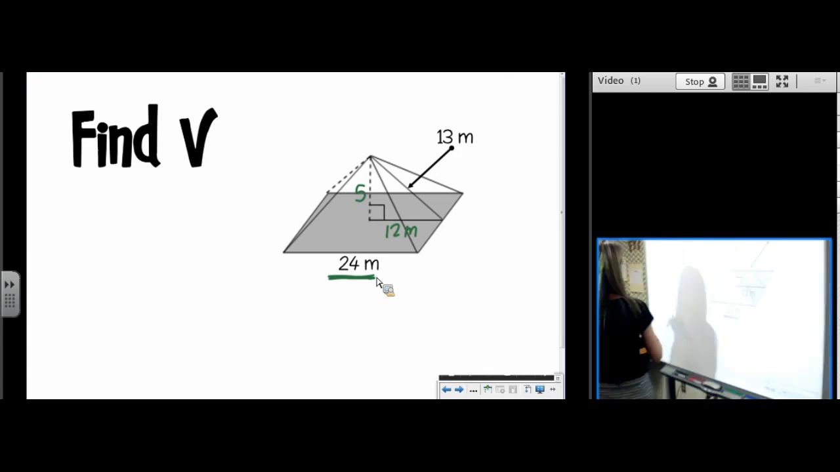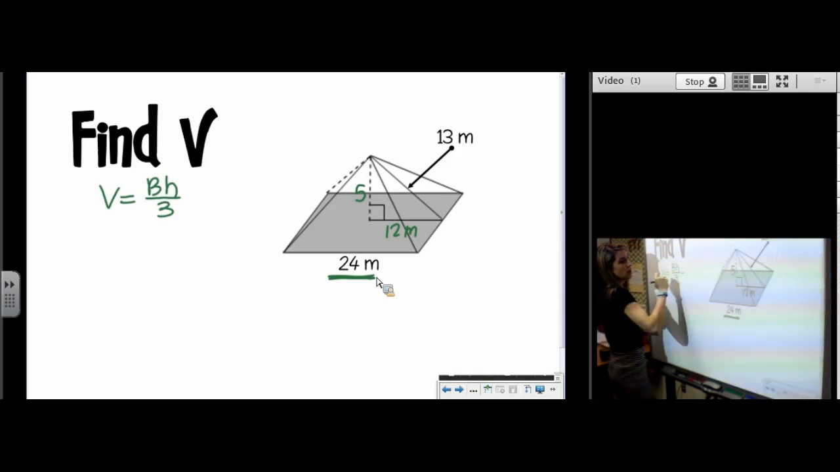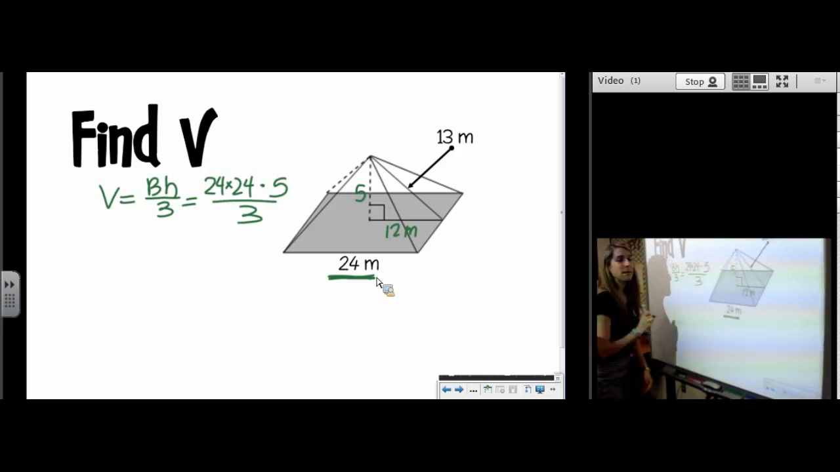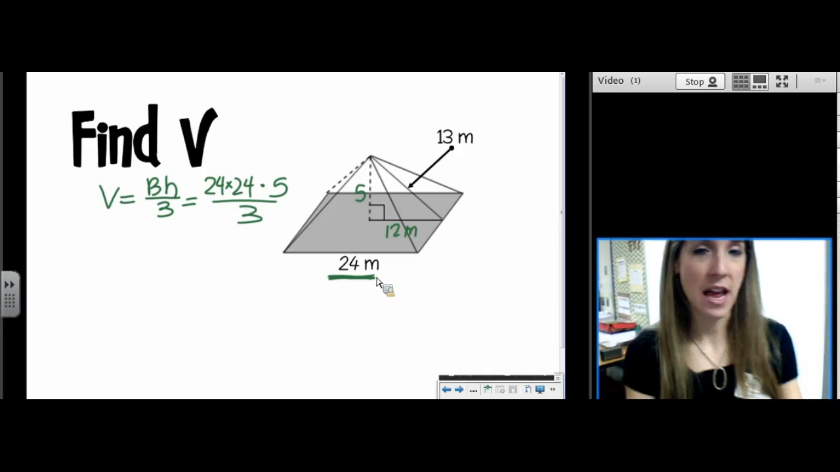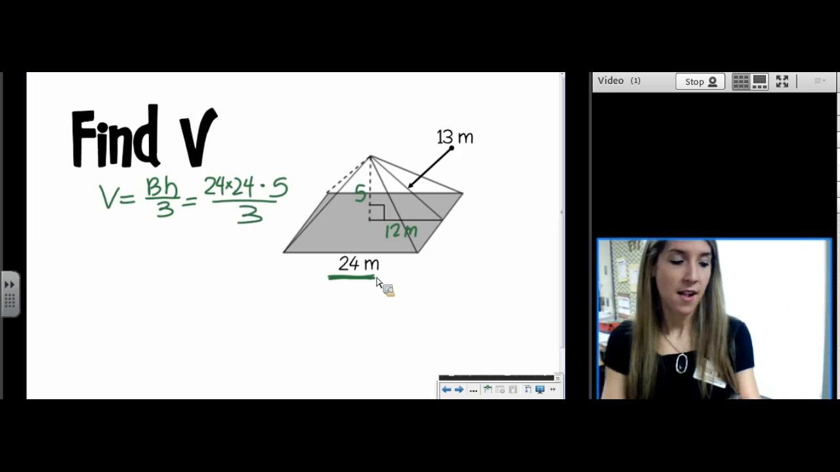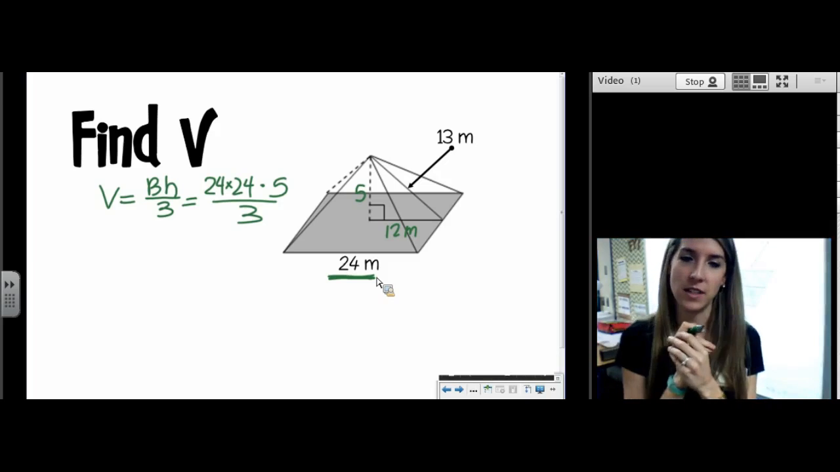So volume for a pyramid, we go to our formula chart. Base times height divided by 3. Most people run into trouble because they do base times height and they stop. So make sure you divide by 3. Another time people mess up is when there's a picture of a hemisphere and they keep forgetting to divide by 2 because the hemisphere is half a sphere.